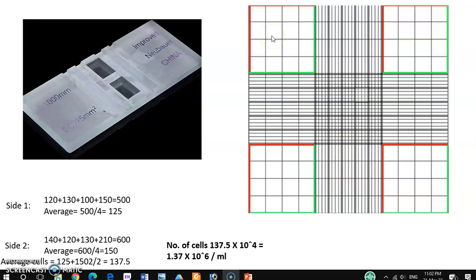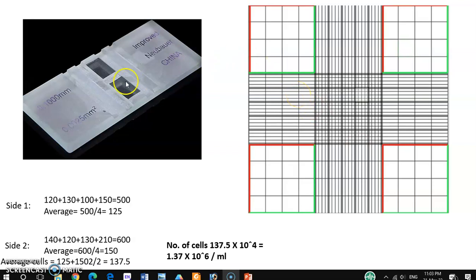So in the cell counting process, when you add the cells, the cell suspension should cover the whole area. After that, under the microscope, the cells will be spread around these squares, and the cells should be counted one by one. But cells in this middle part you should not consider for counting. Only these four squares, 1, 2, 3, and 4, you should count cells.